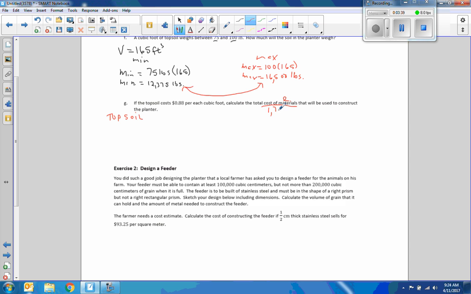$1,717.56. That was the cost of the materials, $1,717.56. What we have to calculate is the cost of the topsoil, and it's 88 cents per cubic foot. So the cost is going to equal 0.88 times 165.